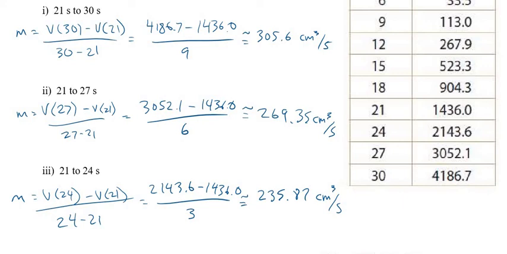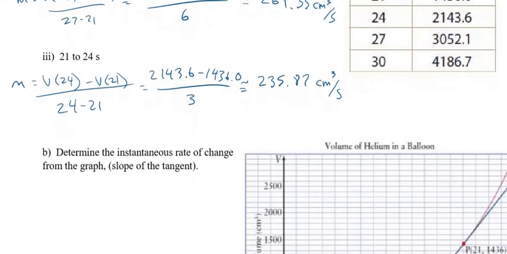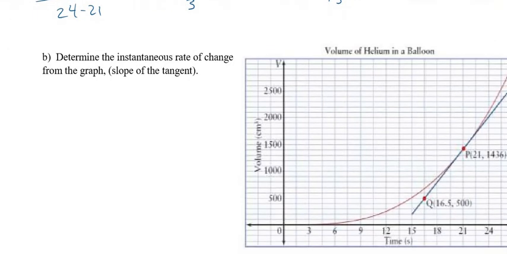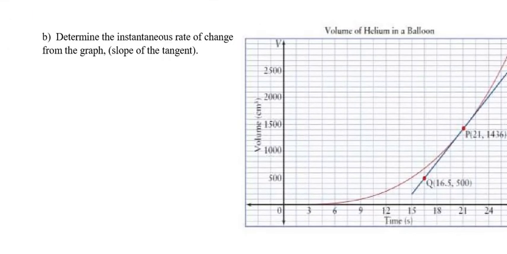So if we measure over 9 seconds versus 6 seconds versus 3 seconds, we get drastically different snapshots of what's going on. And the smaller the interval we get, the more of a clear picture we get. So let's look at this problem in a slightly different way.